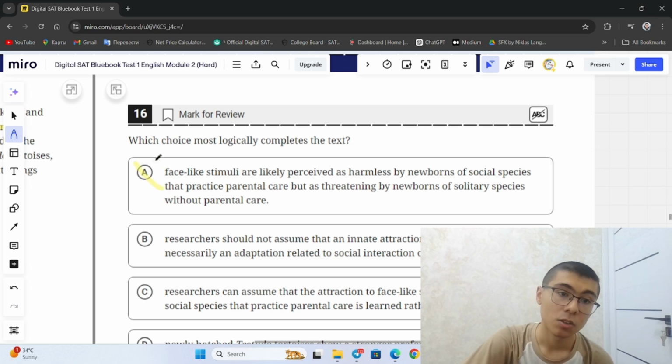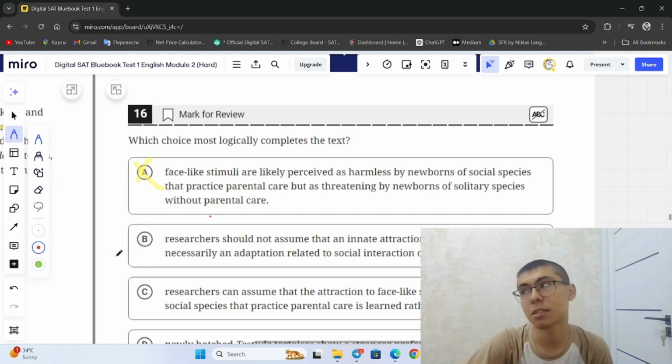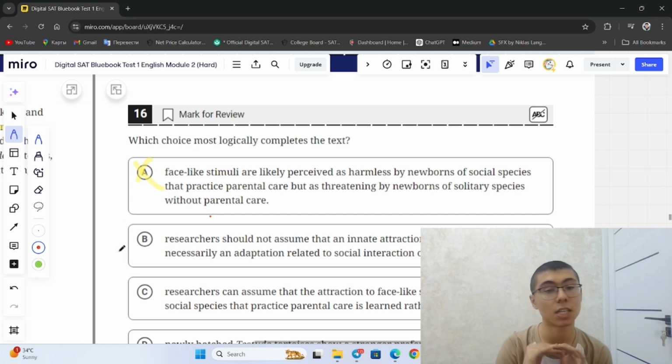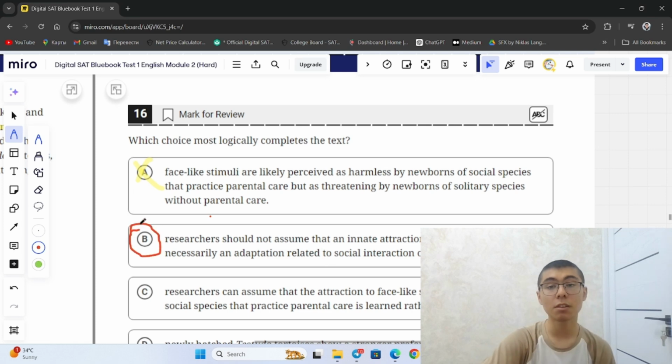No. What we need is something related to how can I say that, like the location or like being alone or not alone doesn't matter. We need that sort of an opinion. Researchers should not assume that an innate attraction to face stimuli is necessarily an adaptation related to social interaction or potential care. Exactly, this is exactly the choice that I was looking for. It literally is paraphrasing what I said.